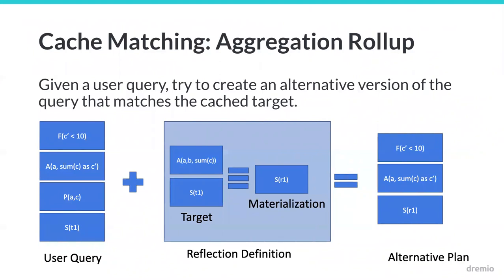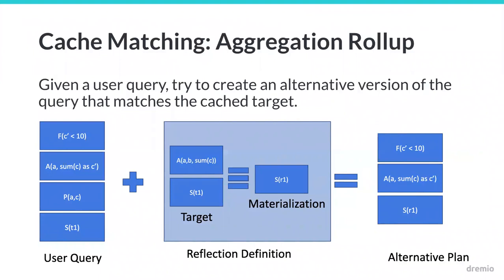All right, so then using our Calcite-based reflection matching algorithm, Dremio is able to figure out that we can rewrite the original user query using the reflection R1, and the plan is now scan R1, aggregate on A, compute the sum of C, and then perform the filter where C prime is less than 10. So this new query looks very similar to the original, but one thing to note is that instead of scanning T1, we are scanning R1.